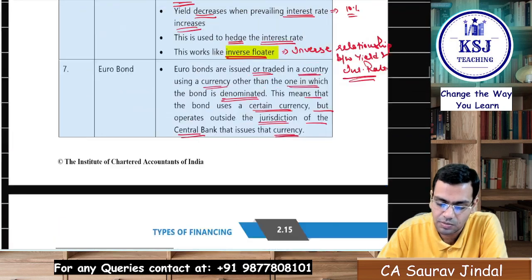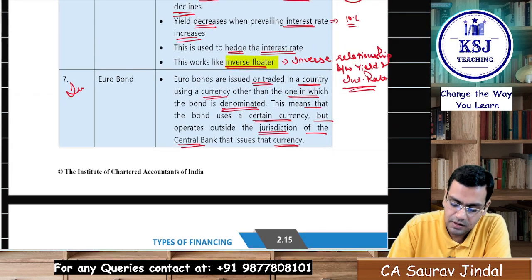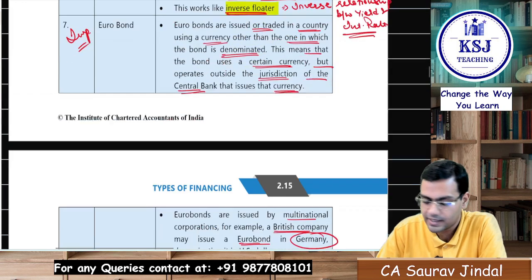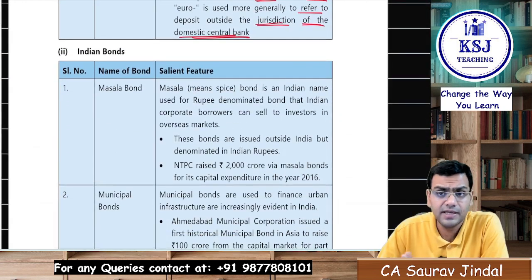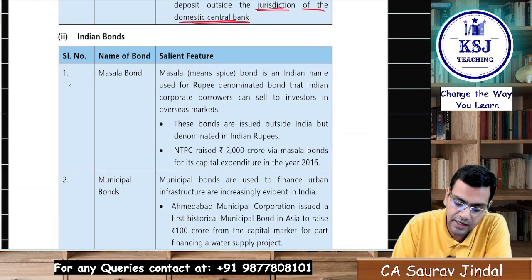So that is a euro bond. Clear? This is important. A short note on the euro bond can be asked. Then these were the foreign bonds. Now there are Indian bonds also, and among the Indian bonds, this one is important, that is the Masala Bond.